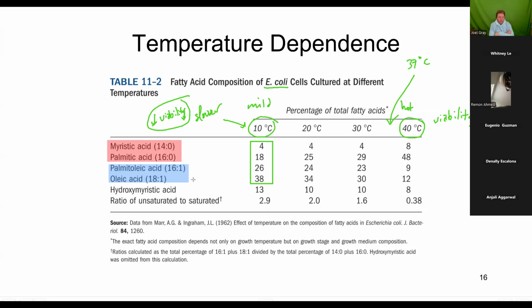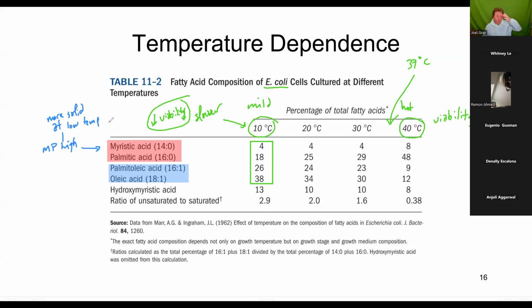Unsaturated is absolutely right. Okay, so let's think about this. If we think about the typical melting temperature of a saturated fatty acid, the melting point is kind of high for these. So you could think that they're going to be a little bit more rigid, more solid at a lower temperature.